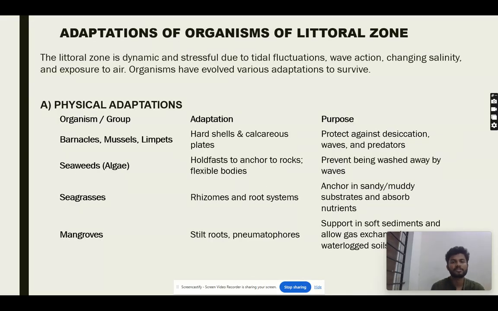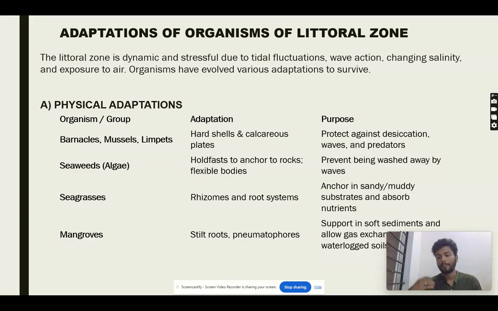Then comes the adaptations of organisms of the littoral zone. As we all discussed, in the case of the littoral zone, the tides are there, with a constant rise and fall of the sea level. Due to that, temperature fluctuations, salinity fluctuations, oxygen stress, and other abiotic stress are there. So organisms have to evolve certain strategies within themselves to adapt to all these changes for their survival.